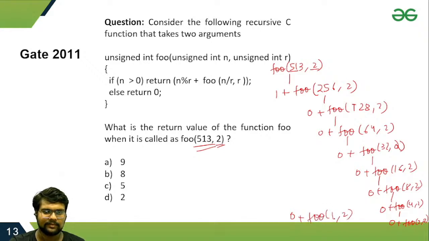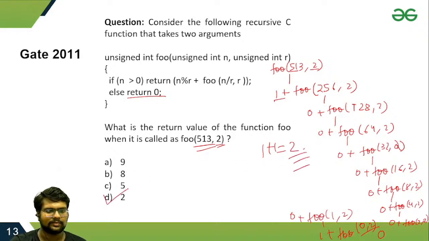So now when 1 modulus 2 will happen, it will be 1 plus foo of 0 comma 2 will happen. Now when this will happen, it will return 0. So here the value will be 0. So 0 plus 1 plus 0 plus 0 up to 1. So 1 plus 1, that is 2. Hence our answer would be 2. Okay, so here the answer will be 2.